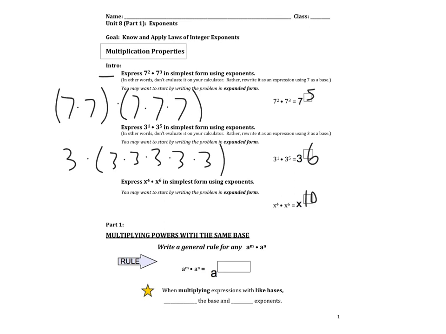In general, folks, your rule is a to the m times a to the n equals a to the m plus n. We added the powers together. We keep the base and add the exponents, or add the powers. That's the rule for multiplying exponents with like bases.